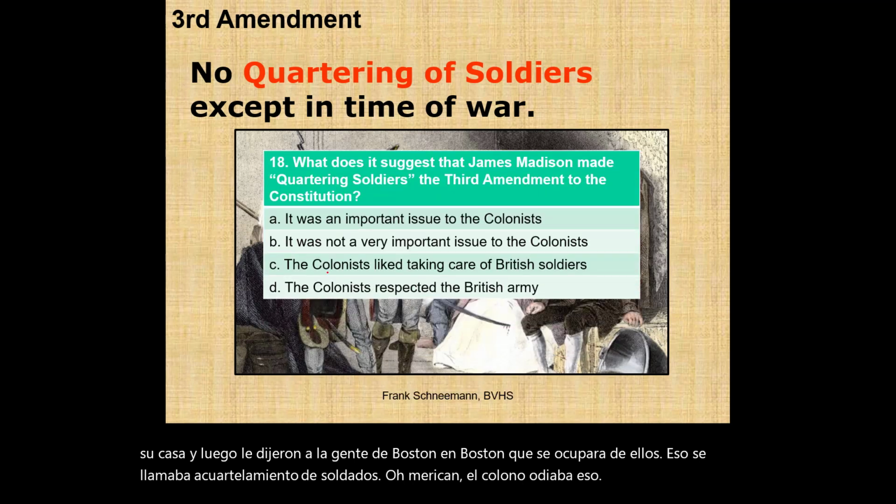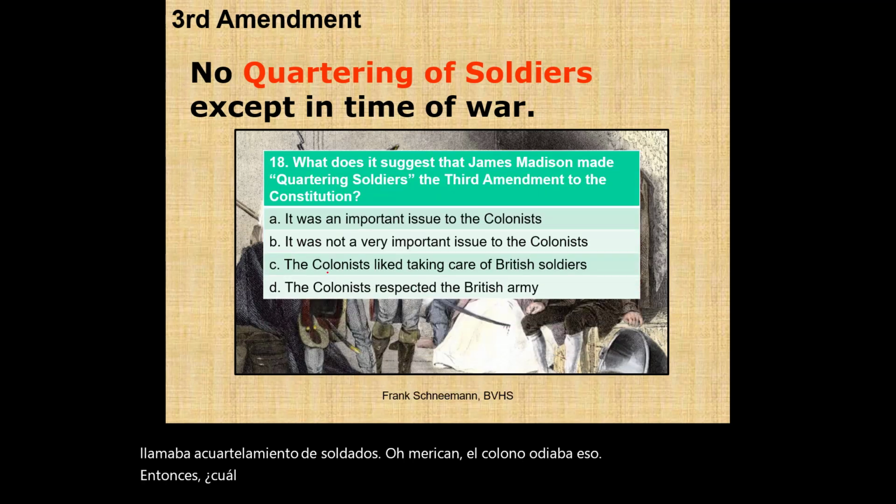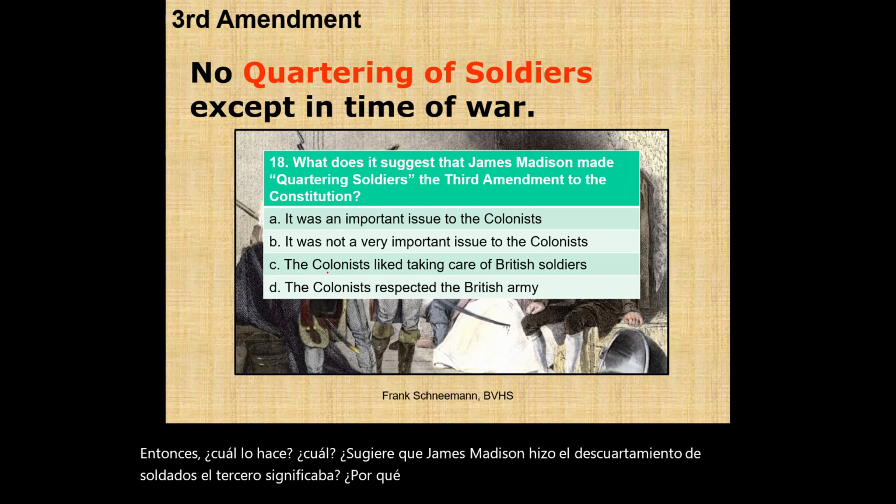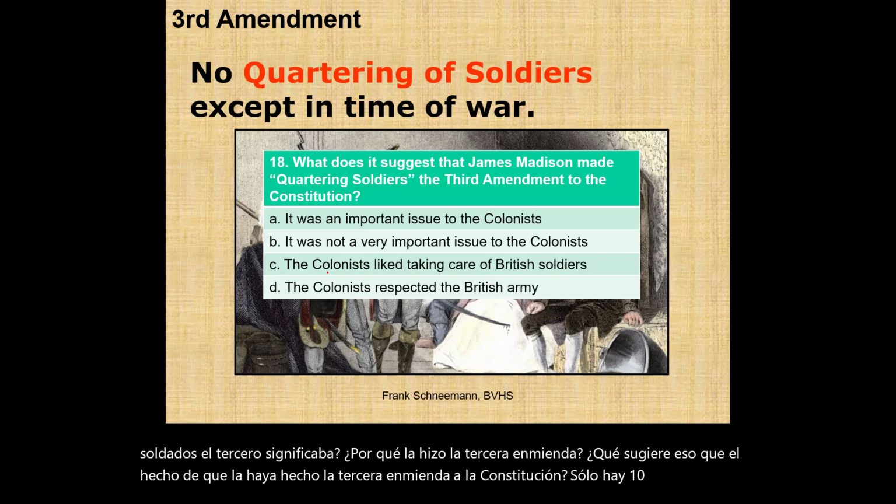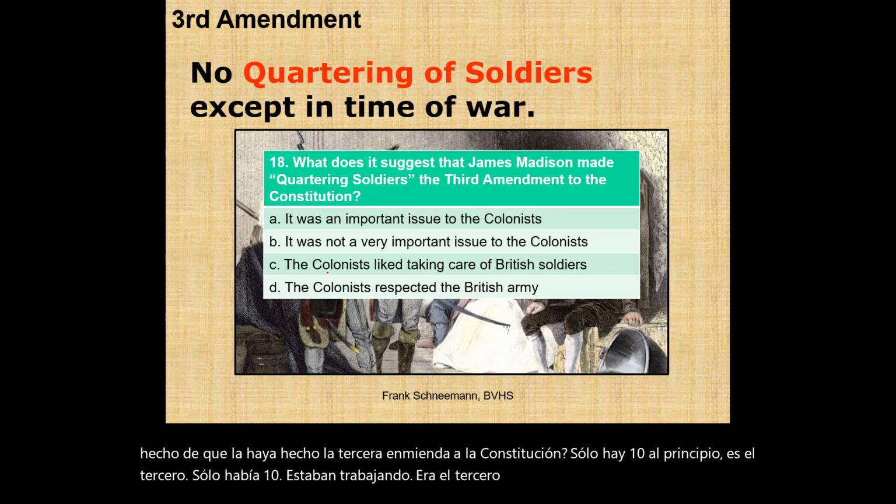So, what does it suggest that James Madison made quartering of soldiers the Third Amendment? Why did he make it the Third Amendment? What does that suggest? There were only 10 that we're working on. It was the third, so it was pretty up there, high in importance.